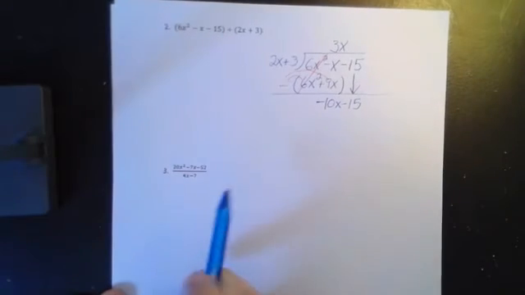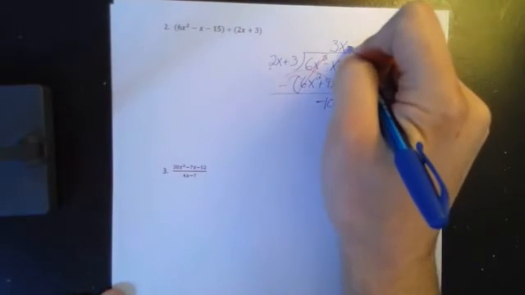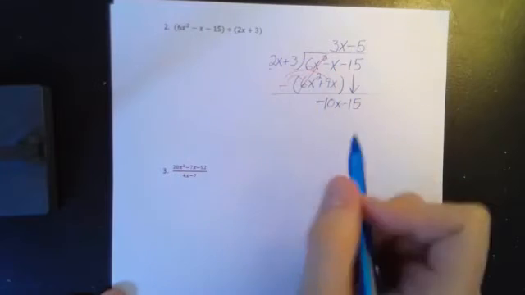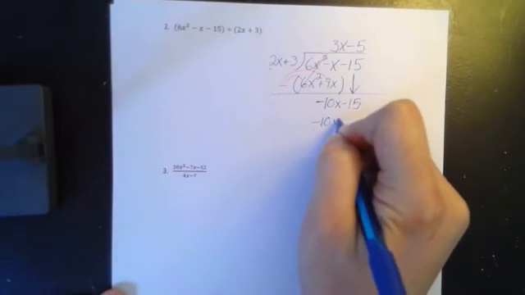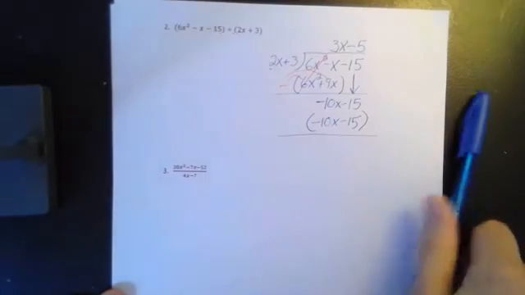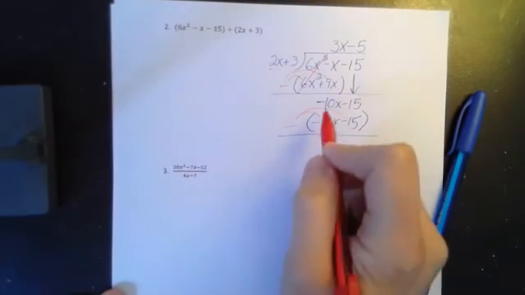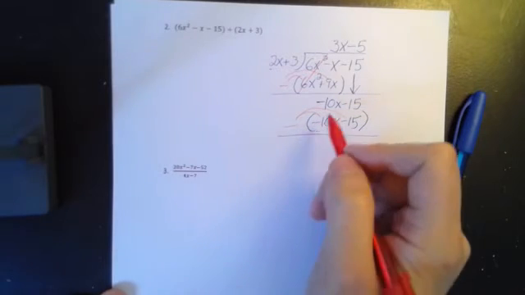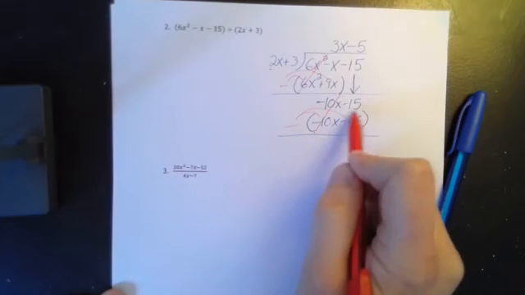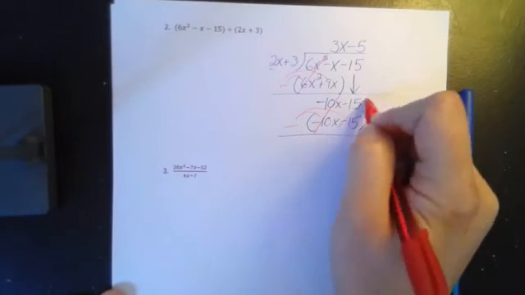Now we ask ourselves again, what do we multiply 2x by to get negative 10x? That's going to give us negative 5. And we multiply 2x plus 3 by negative 5. We get negative 10x minus 15. Don't forget you're subtracting here, so distribute the negative. And we have negative 10x minus negative 10x. So it's the same thing as saying negative 10x plus 10x, which would cancel. Then we have negative 15 minus negative 15, or negative 15 plus 15, which would cancel as well.